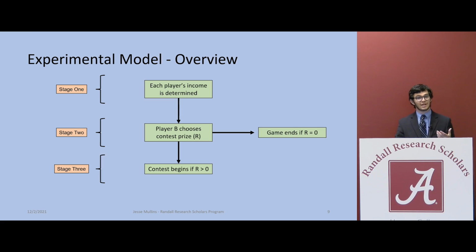And then we roll into stage 2, where player B, representing the plaintiff, can choose whether or not to declare a contest prize. Now what that means is if player B is unhappy with the amount of money that they received in stage 1, they can choose to sue, declaring a contest prize for an amount of money they want to take from player A.